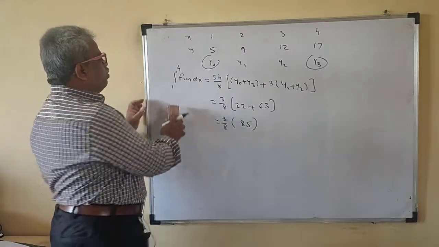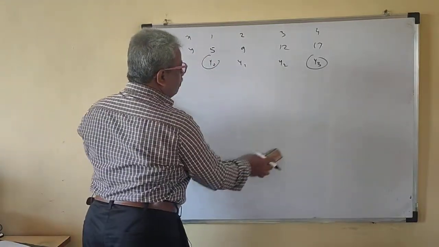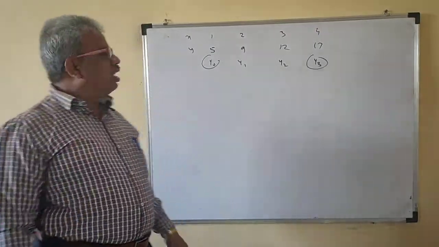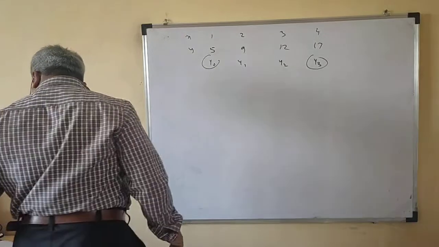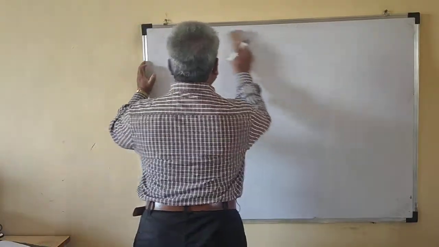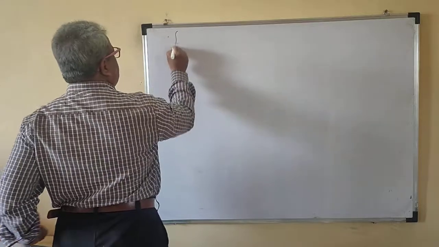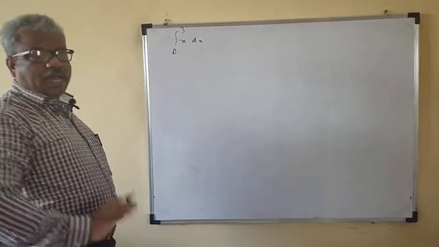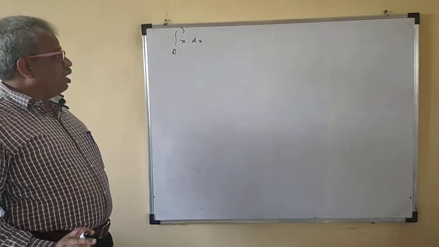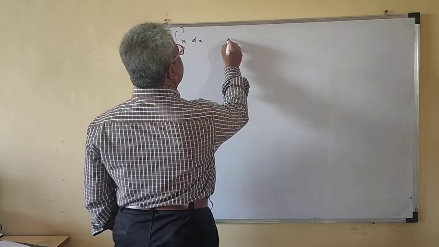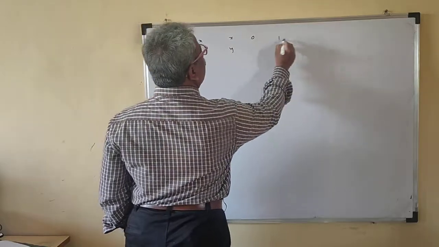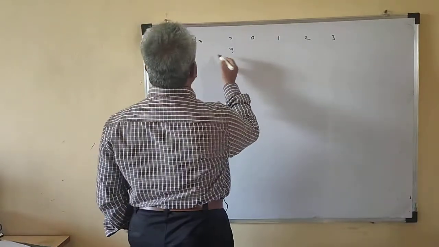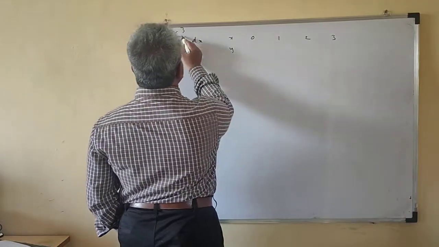I hope you understand how to solve problems using Simpson's one-third rule and Simpson's 3/8 rule. But if you have a direct problem like this, evaluate the integral from 0 to 3 of x dx by the trapezoid rule, suppose, we just have to prepare the table. This is x, y. Your x is 0, 1, 2, 3. Directly you can write the value of y for each x from your function.